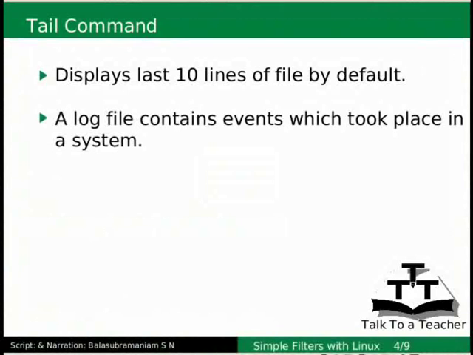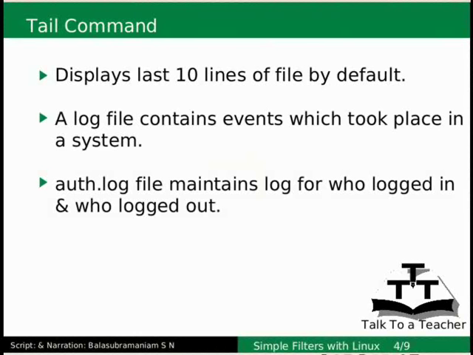A log file contains events which took place in a system. Auth.log file maintains logs for who logged in and who logged out. The most useful option of a tail command is to use -f option to follow the tail of a log file. If a new line is appended to the log file, the tail command will take that as the last line and display 10 lines by default above it.